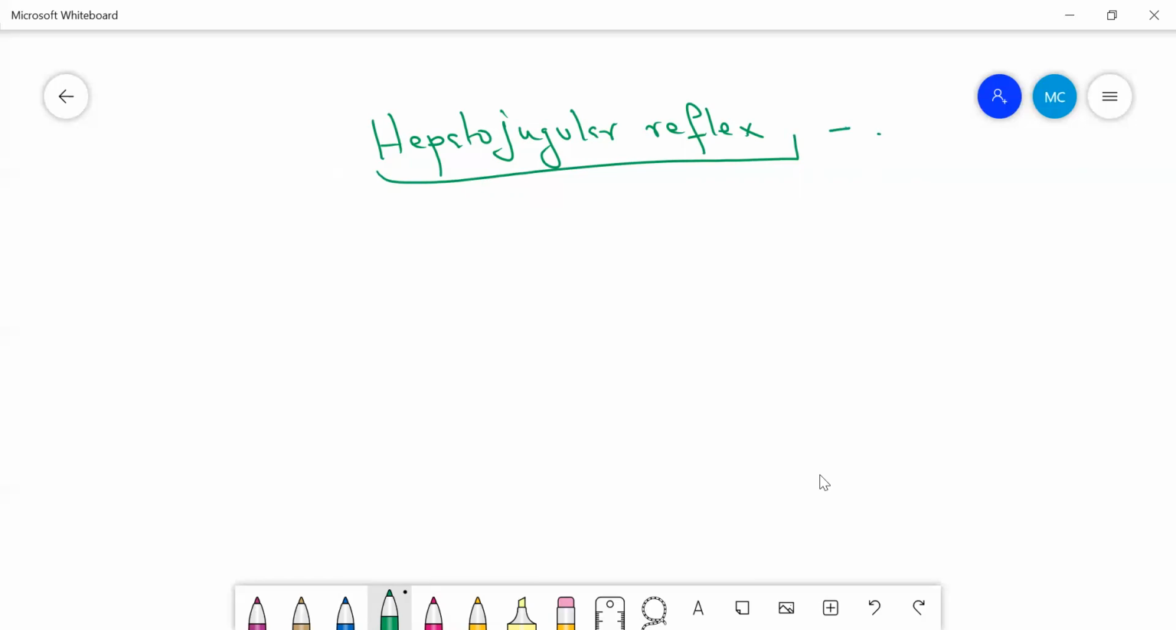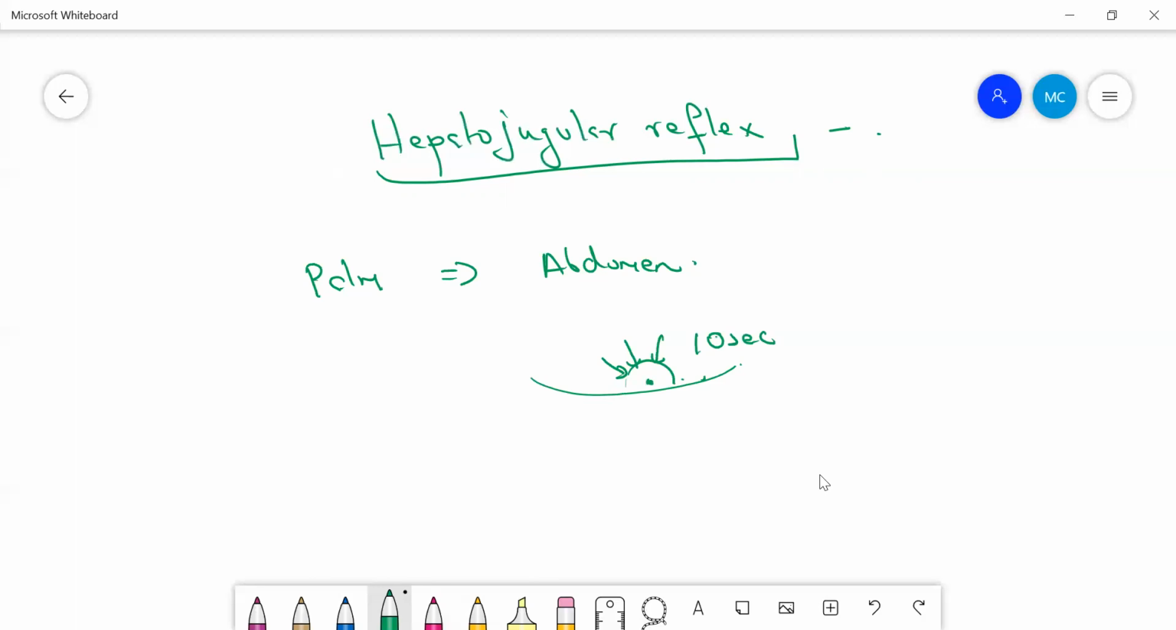So what is done is that you place the palm of your hand over the abdomen, in the periumbilical area. You place the palm of your hand in the periumbilical area, and you apply a firm pressure for a minimum period of around 10 seconds.